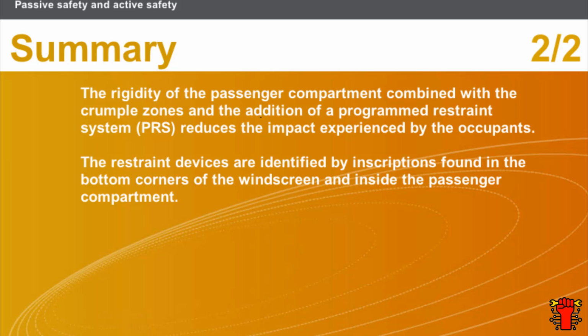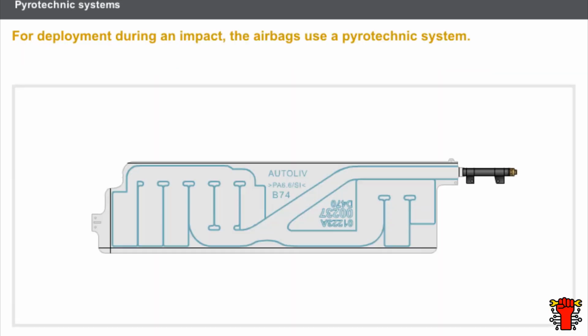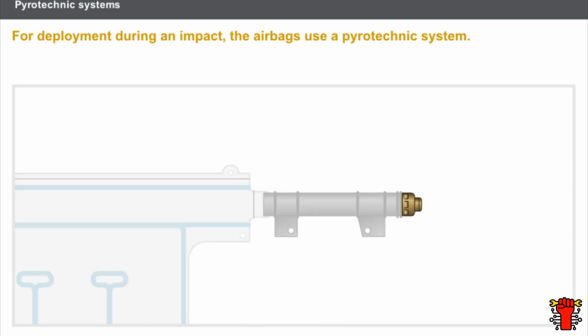The restraint devices are identified by inscriptions found in the bottom corners of the windscreen and inside the passenger compartment. For deployment during an impact, the airbags use a pyrotechnic system. The pyrotechnic system comprises an electric ignition module and a gas generator containing a solid propellant.